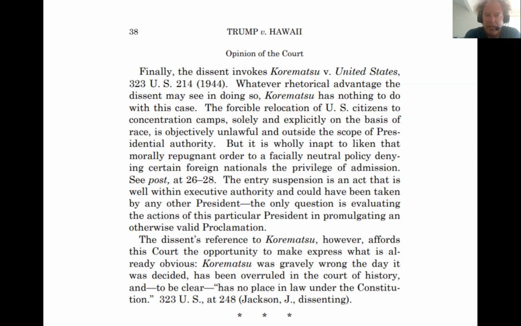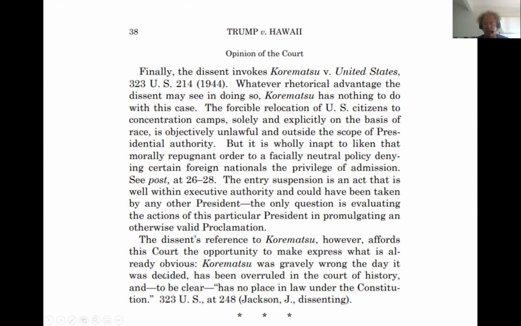But the dissent in this case, this was a 5-4 decision, argues that this is comparable to Korematsu, and that basically what the Supreme Court is doing is reaffirming Korematsu. And because the dissent raised the issue, the Supreme Court, in an opinion from Justice Roberts, chooses to use the occasion to explicitly reverse Korematsu.